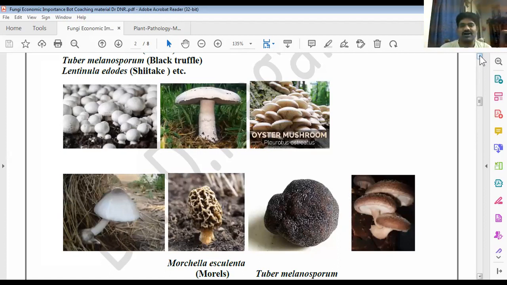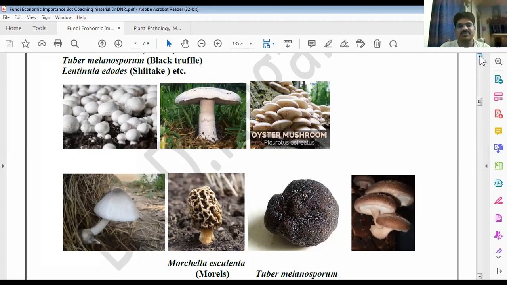You know, another fungus, Cordyceps, is of very high cost, higher than gold. Cordyceps, golden color, insect-like structure, is highly costly. Even 1 gram costs lakhs of rupees. Cordyceps is an entomopathogenic fungus. It kills insects. Upon the insects, it will grow.